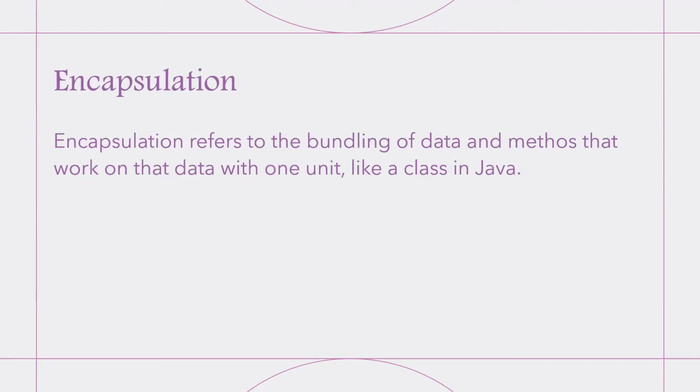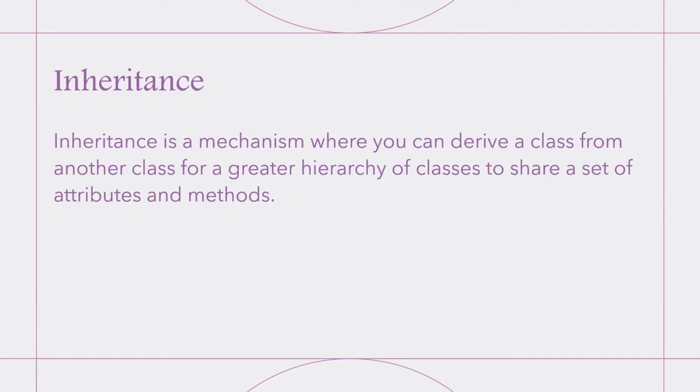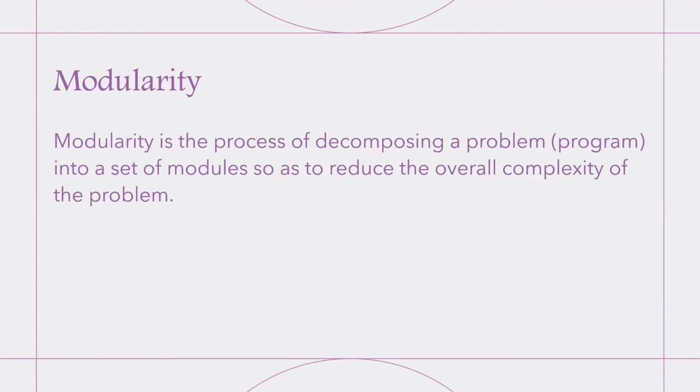Encapsulation refers to the bundling of data and methods that work on that data with one unit, like a class in Java. Inheritance is a mechanism where you can derive a class from another class for a greater hierarchy of classes to share a set of attributes and methods. Modularity is the process of decomposing a problem into a set of modules so as to reduce the overall complexity of the problem.